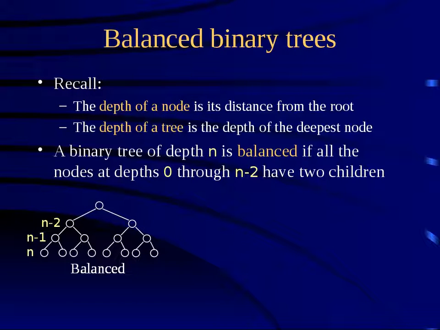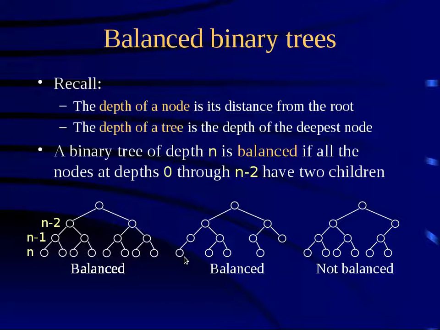All right, balanced binary trees. The depth of a node is the distance from the root. Notice that this is balanced. A binary tree of depth n is balanced if all the nodes have depths 0 through n minus 2, so to speak, in this one, or have two children. This is also balanced. This is not balanced. Why is this last one not balanced? Because it has two things that aren't full. Right. There's nothing full right here. There should be a spot here. I can move that guy up there or something.